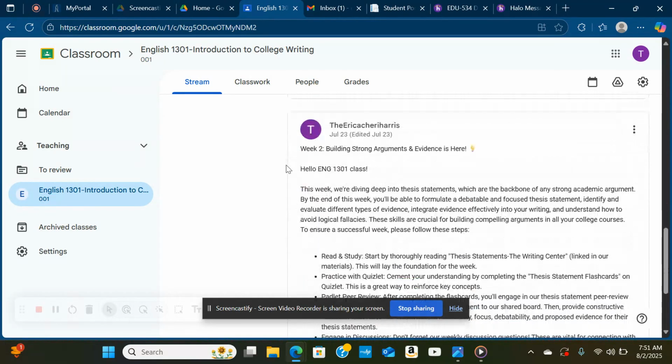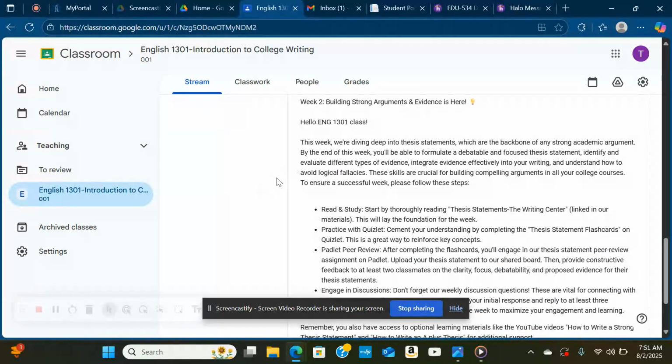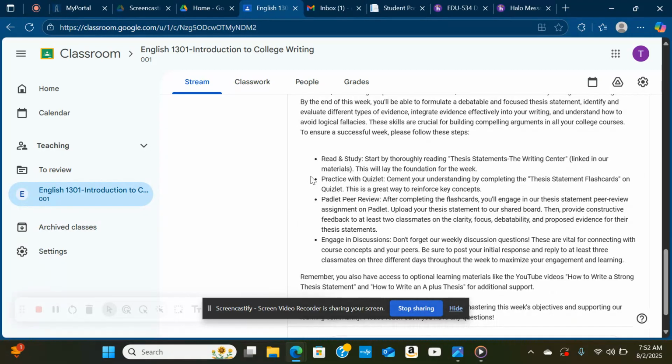And here's the week 2 announcement, building strong arguments and evidence. Again, welcoming them for the week. And another bulleted list of steps that they'll need to follow to be successful for that week.